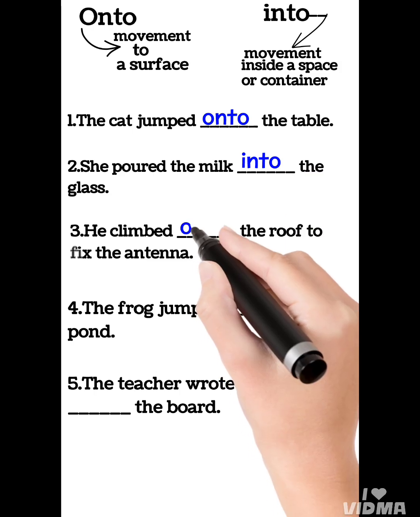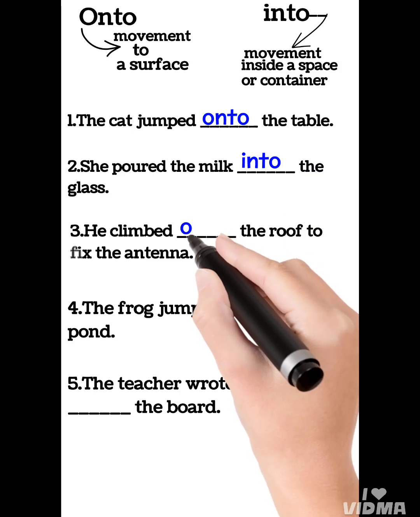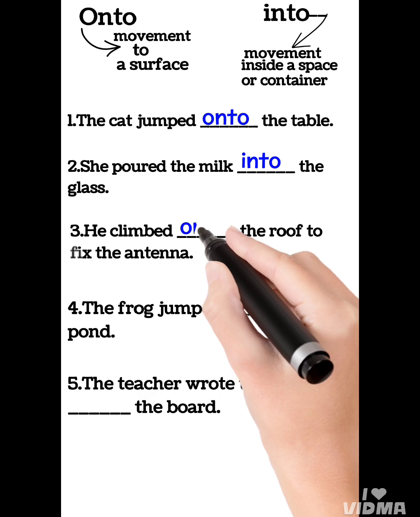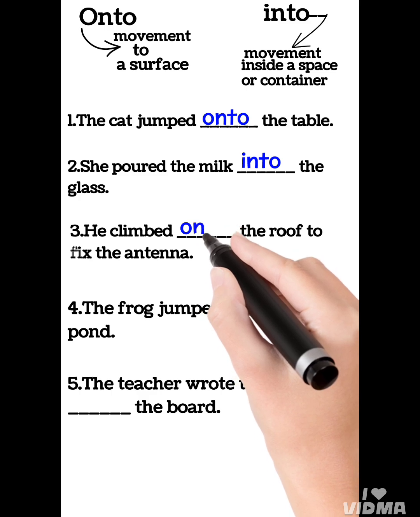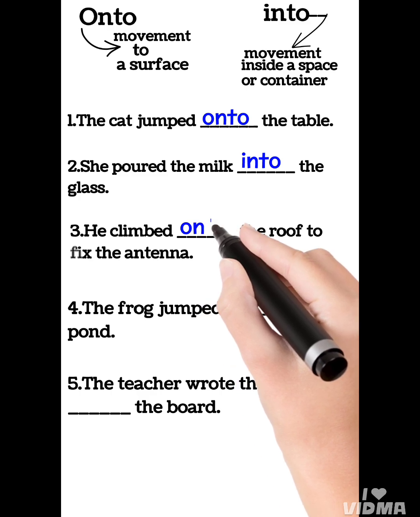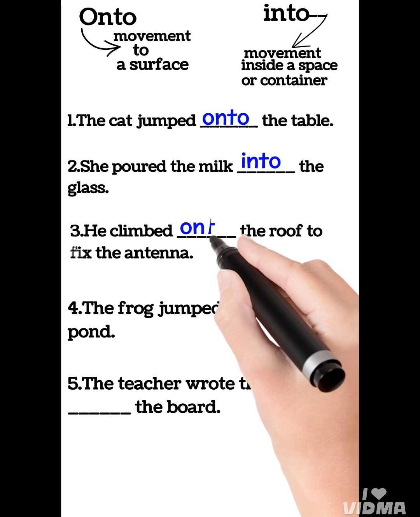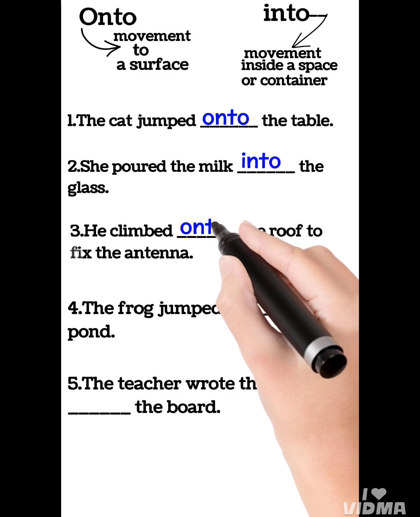He climbed blank the roof to fix the antenna. Here the answer is onto, because he moves onto the surface of the roof. A surface.